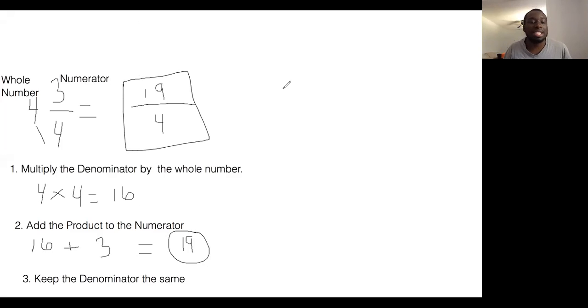And it's basically the opposite of converting an improper fraction to a mixed number. If I was to divide, I would divide 19 by 4. 4 goes into 19 4 times. 4 times 4 equals 16. 19 minus 16 equals 3.